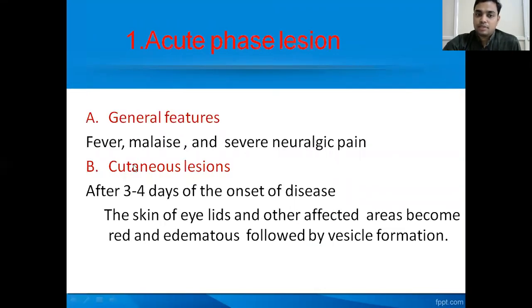So what are the general features we see? Like herpes simplex virus, here the patient manifests with fever, malaise, and severe neurological pain. And we see skin lesions. After 3 to 4 days of onset of the disease, we see skin lesions.